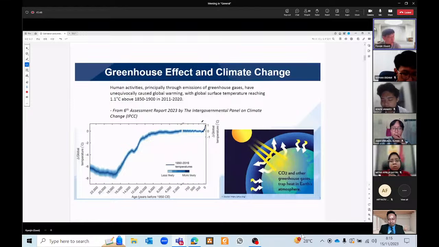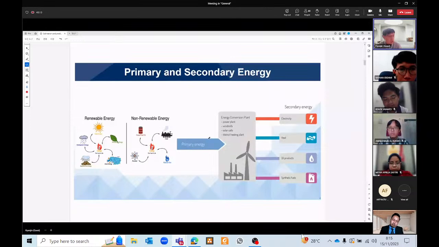Let's move quickly. So this is the rapid temperature increase. For a long time it was a little bit uncertain, but these days it's kind of the official opinion of the global experts. So this is the greenhouse effect, and then climate change. So these are some of the background of energy.